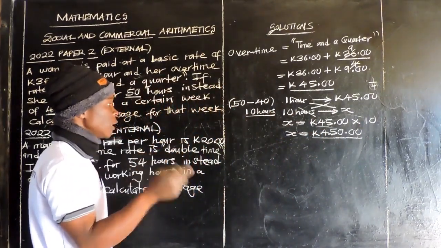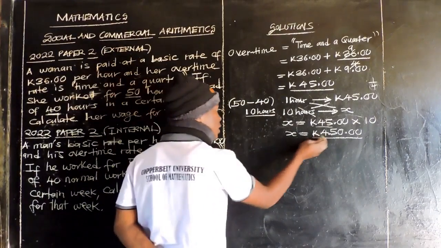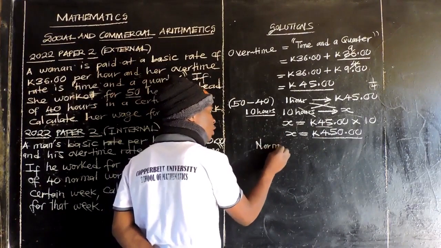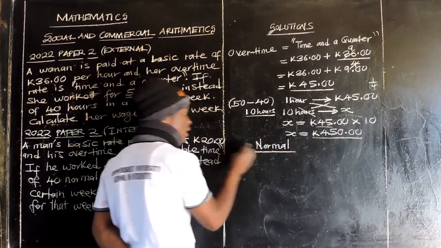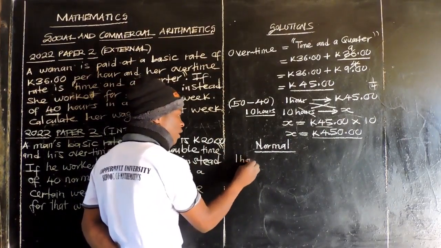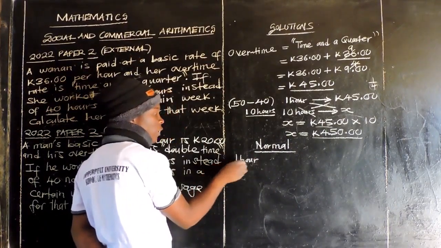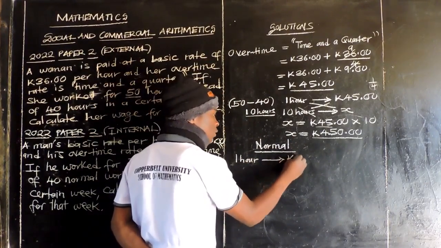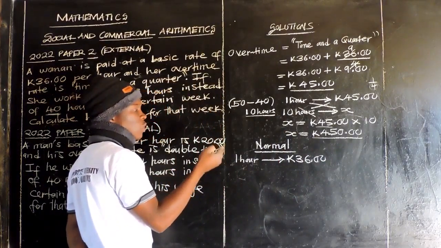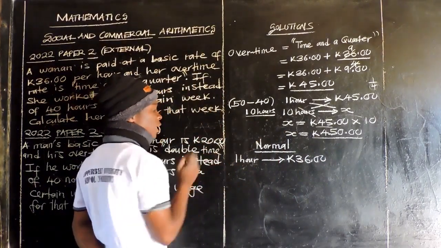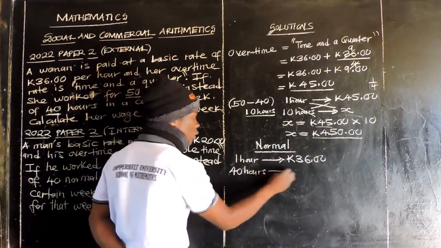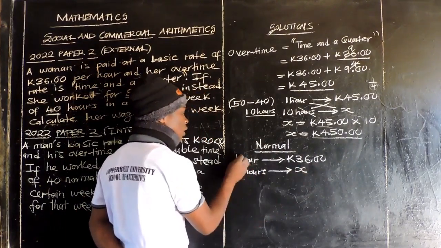The norm. Okay? Yes. So let's find the norm. This is our overtime. So let us find our norm now, the amount she got after working for 40 hours. Now we know that if she works 1 hour, the agreement was she was given how much? 36 per time. That was the agreement. Then now, what's the total amount of hours she worked for the entire week? It's 40. So 40 hours is equal to X.